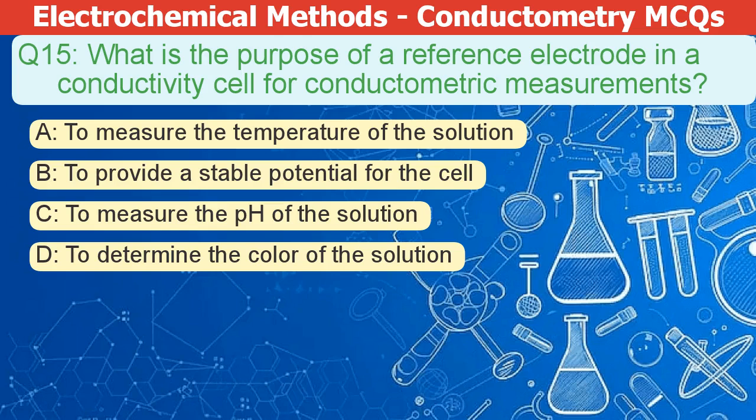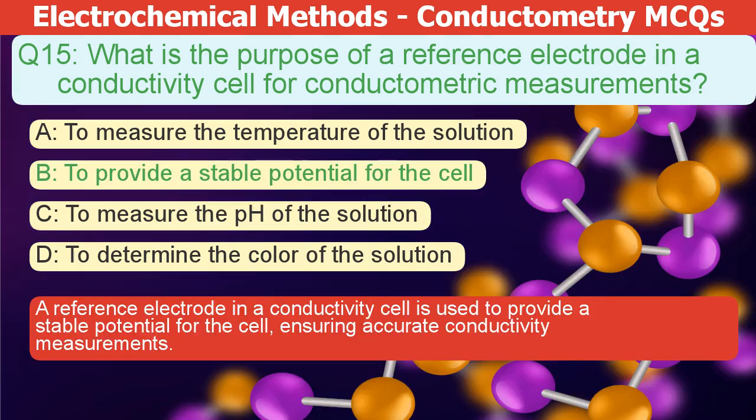A. To measure the temperature of the solution. B. To provide a stable potential for the cell. C. To measure the pH of the solution. D. To determine the color of the solution. The correct answer is B.